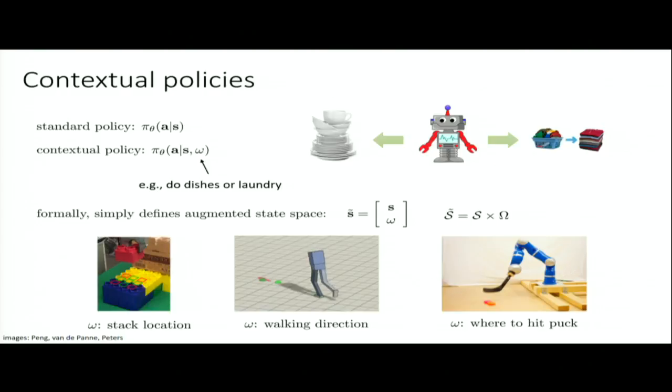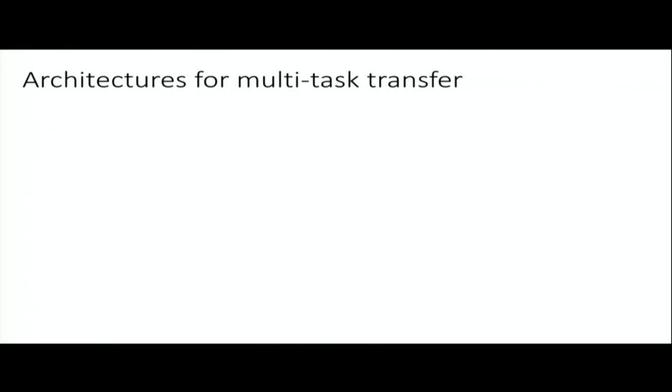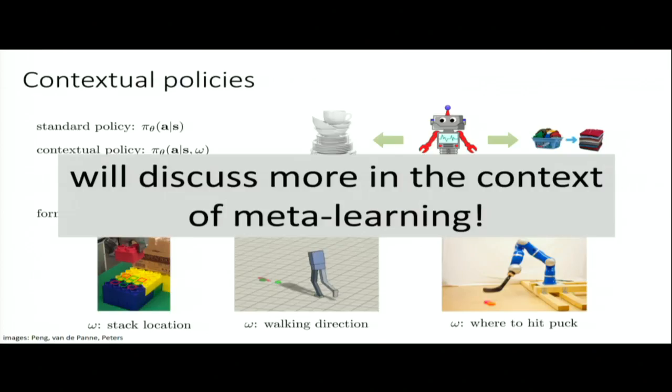And the term contextual policies is sort of inspired by the term contextual bandit, where you give a little piece of state as input for conditioning. We'll actually come back to contextual policies when we talk about meta-learning next time, where there will be an interesting connection between meta-learning algorithms and contextual policies. But for now, I'll leave this as is, a very simple idea that allows you to disambiguate which task you're supposed to do that can simply be plugged into any other multitask transfer method. Okay, any questions about contextual policies?